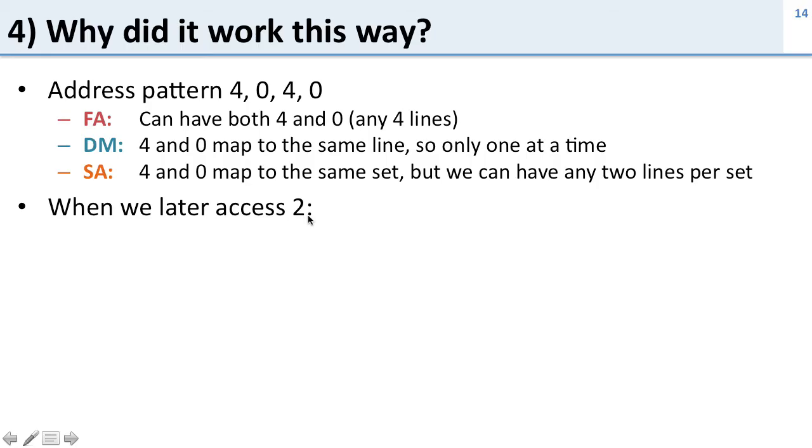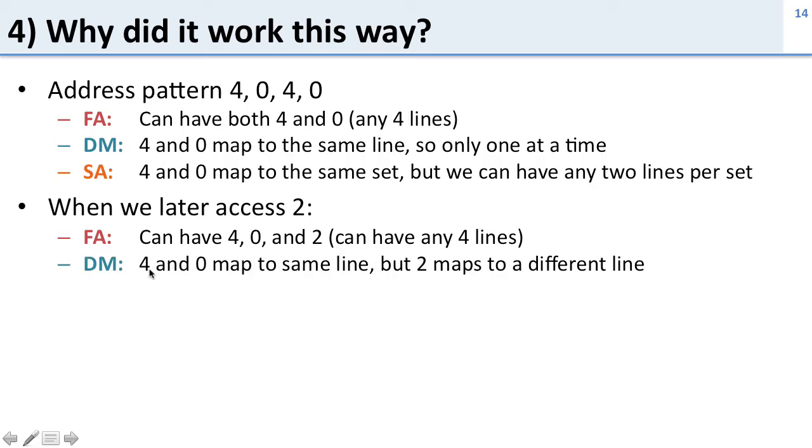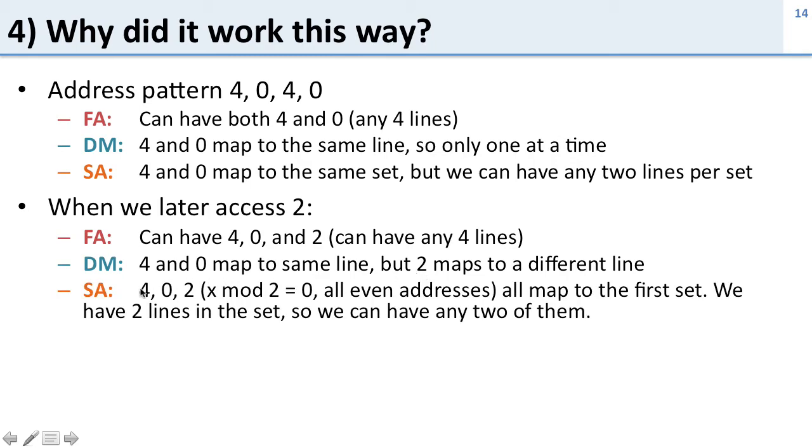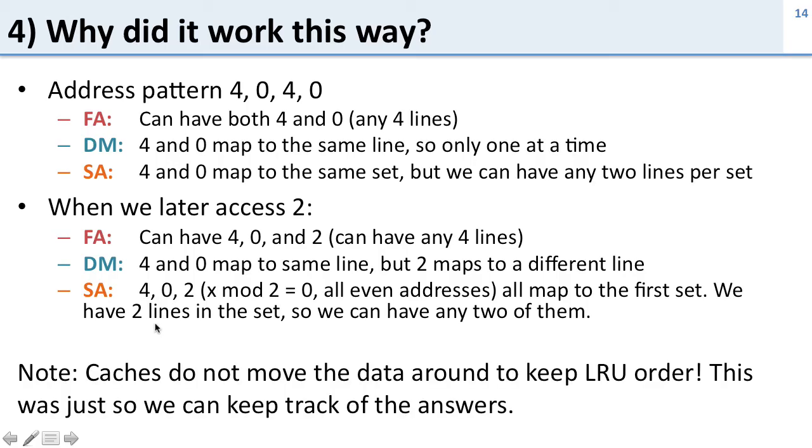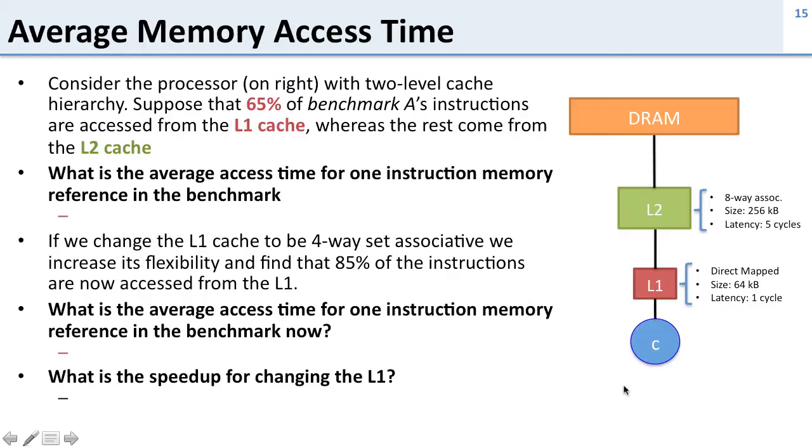Now when we went to access 2 later, we had no problem in the fully associative because it can have anything. It can have 4, 0, and 2, have any 4 lines. The direct map was okay. 4 and 0 mapped to the same line, so they were a problem, but 2 maps to a different line, so we didn't kick it out. For the set associative, however, 4, 0, and 2 all map to the even set. So that meant we could only have 2 of them in the cache at any given time. When we went through 4 and 0, we kicked out 2. So please keep in mind, caches don't actually move the data around. I just put them in that order in the picture so we could keep track of it.